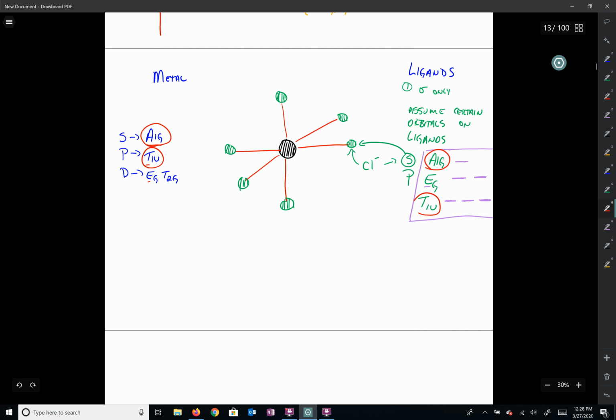T1U can overlap with the T1U. The EG can overlap with the EG. And then what we see here is my T2G. That can't overlap with anything. It's of a different symmetry. We can't match these letters together with anything there.